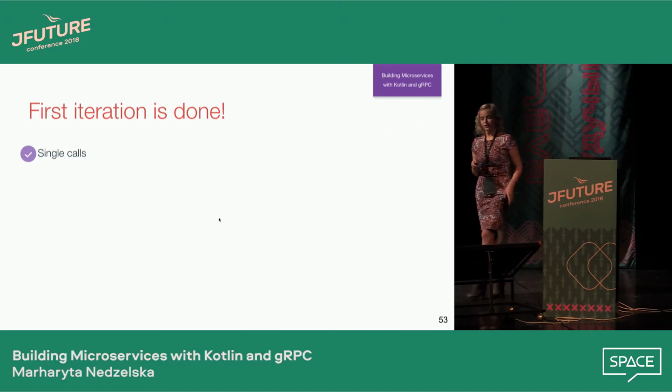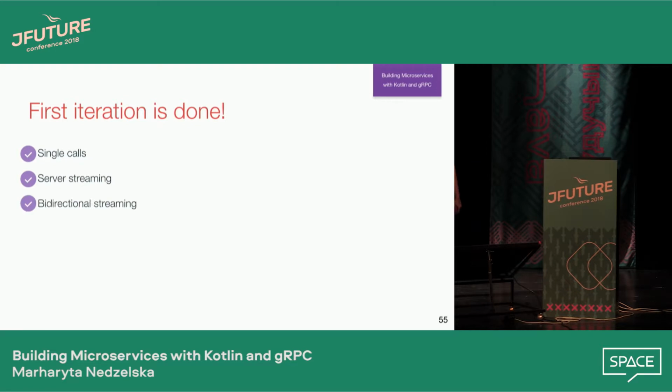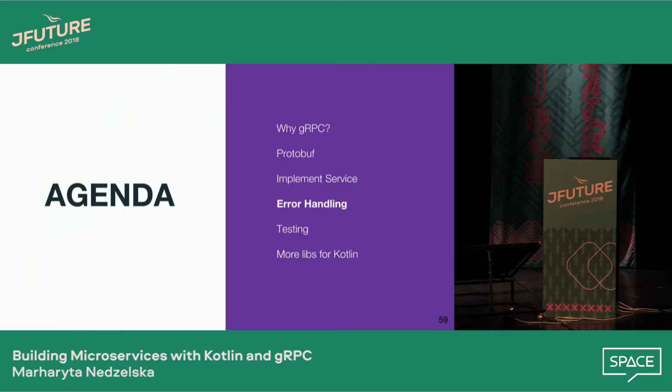We made some first steps for our microservice, and we discovered single calls, server streaming, and bidirectional streaming. We saw simple stub, blocking stub, and future stub. For further information, you can talk to me after the session. Then let's talk about error handling.